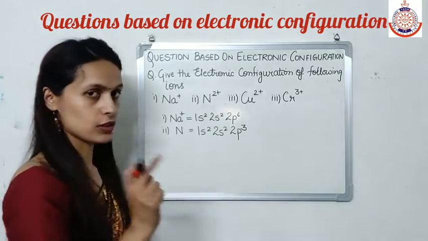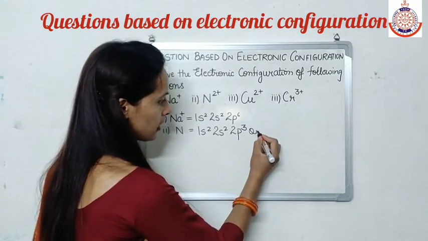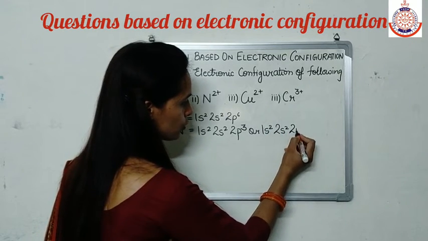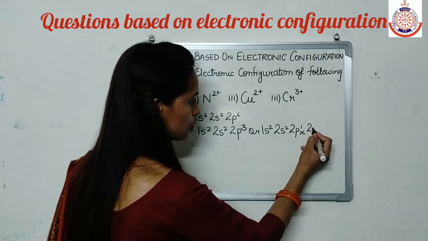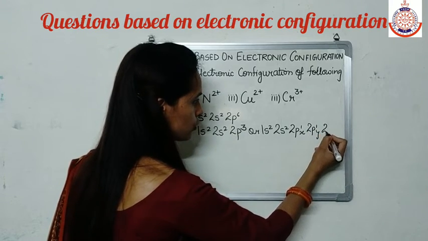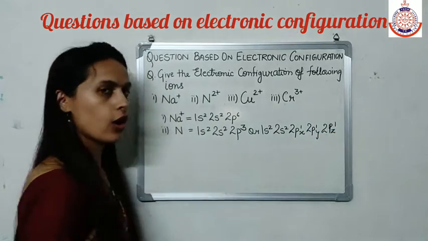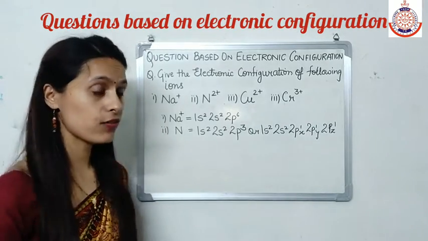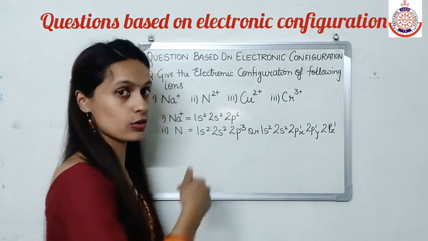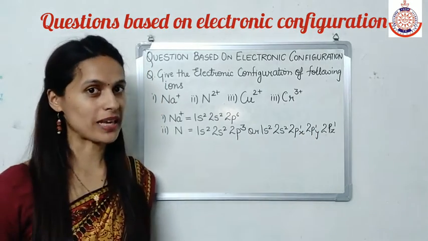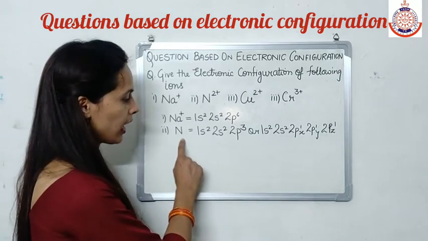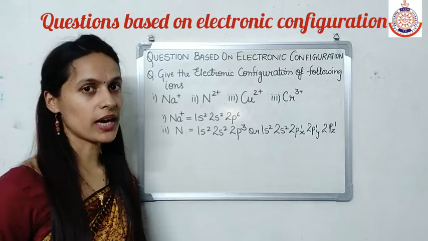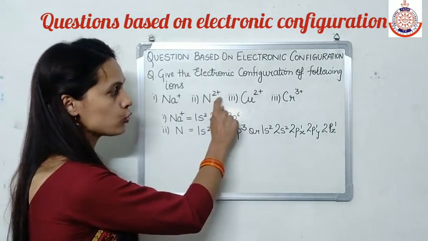Now you may also write it as 1s2, 2s2, 2px1, 2py1, 2pz1. All three degenerate orbitals contain 1 electron, and if I write here 2, here 1, here 0, then it is against Hund's rule of maximum multiplicity. So for nitrogen, our electronic configuration is this, but I have to write the electronic configuration for N2+.